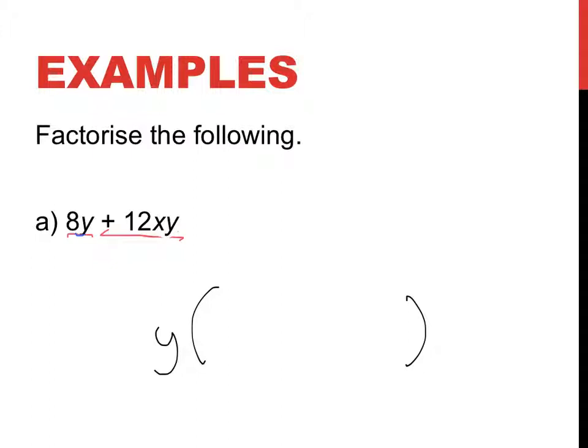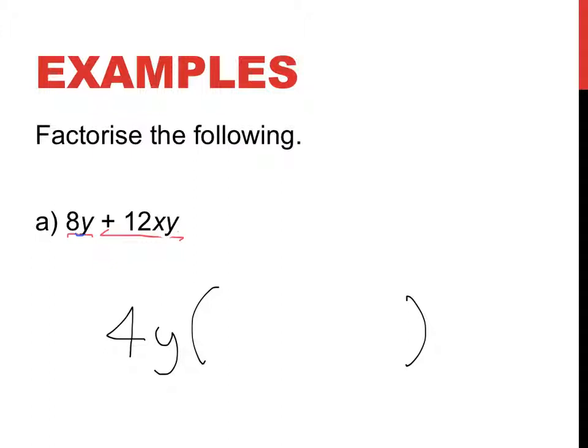Now I need to know, what's the highest number that goes into 8 and 12? Well, 1 does. 2 does, yes. 3 doesn't go into 8, even though it goes into 12. Yep, 4 goes into both of them. 5, no. 6, no. 7, no. 8 goes into 8, but doesn't go into 12. So the highest that I got was 4.